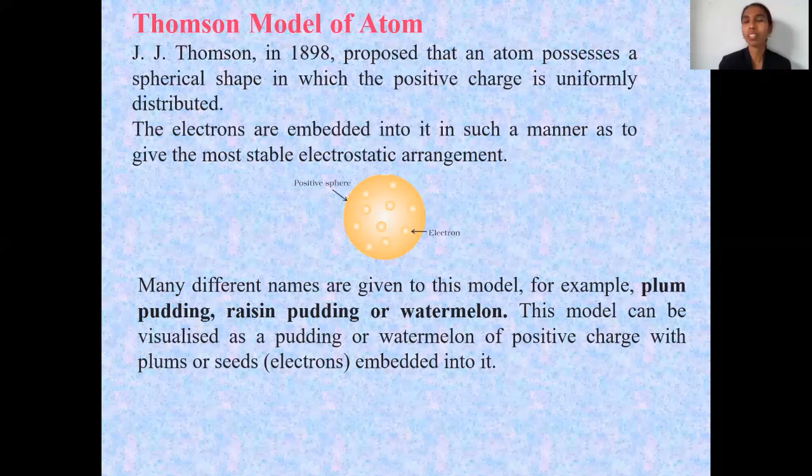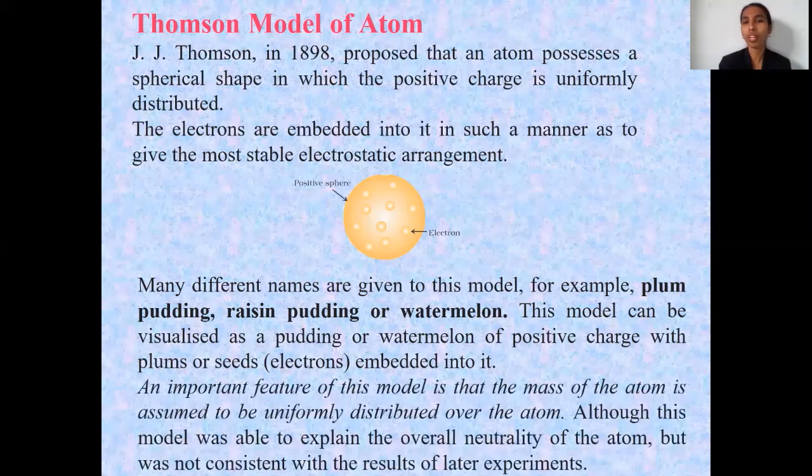Now this model can be visualized as the pudding or the watermelon of positive charge with the plums or seeds embedded in it. म्हणजे simply कसं आहे बघा की watermelon, suppose you compare the watermelon to an atom. मग atom मध्ये जो रेड कलर पार्ट असतो वॉटरमेलनचा तो म्हणजे पॉझिटिव्ह चार्ज किंवा पॉझिटिव्ह स्फिअर, and the black color seeds of that watermelon is nothing but the electrons which are embedded in that red color part. सो वॉटरमेलनचा जो रेड कलर पार्ट असणार आहे तो म्हणजे पॉझिटिव्ह चार्ज असेल, आणि त्यांच्यामध्ये एम्बेडेड केलेल्या ज्या सीड्स असतील ते म्हणजे इलेक्ट्रॉन्स असतील. So in this way he compared the structure of the atom with the watermelon or the plum pudding.